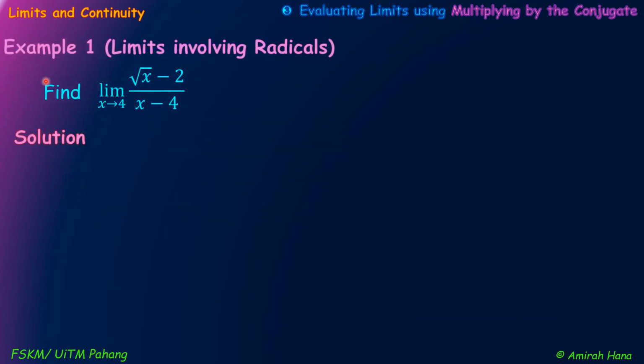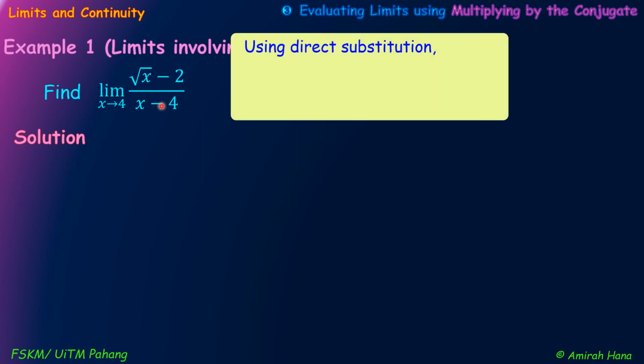Right now, we look at example 1 under limits involving radicals. Find the limit as x approaches 4 of (√x − 2)/(x − 4). Let's say we use direct substitution for this problem.